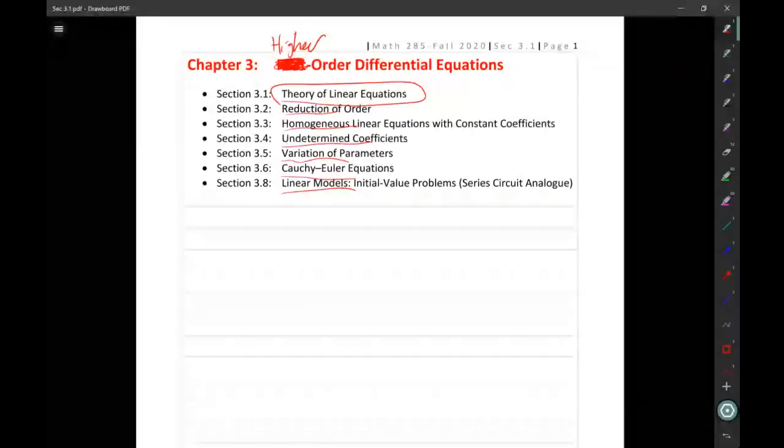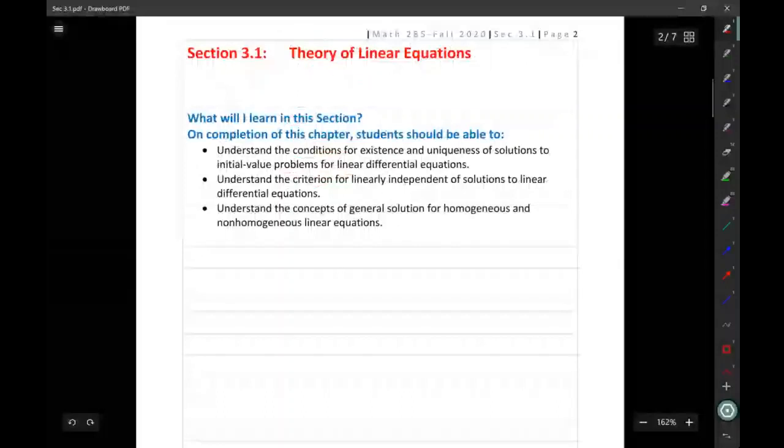Right. Let us start. There is no solution here, we will just study concepts and theorems, which are of course very important for the rest of the chapter.